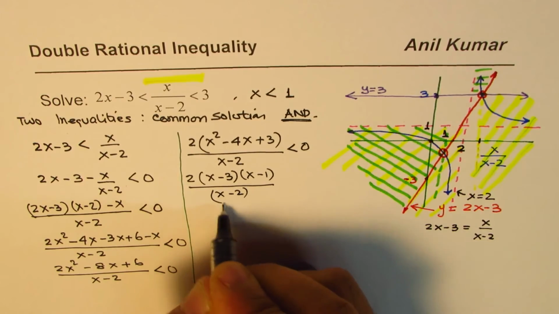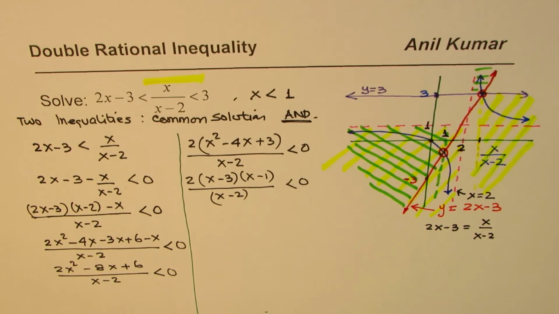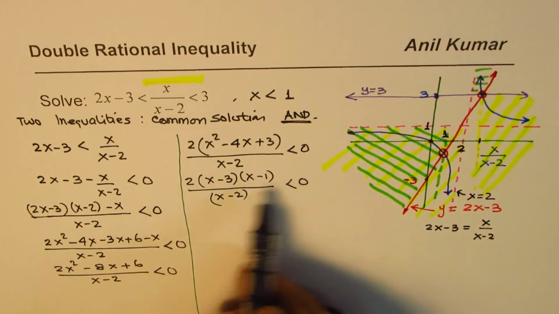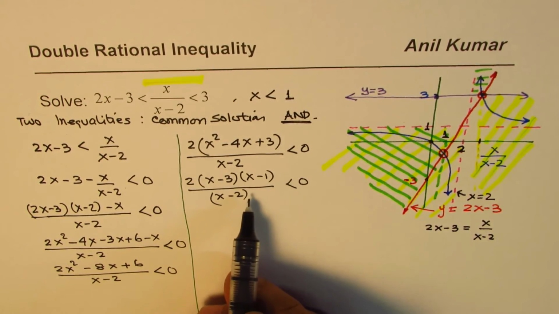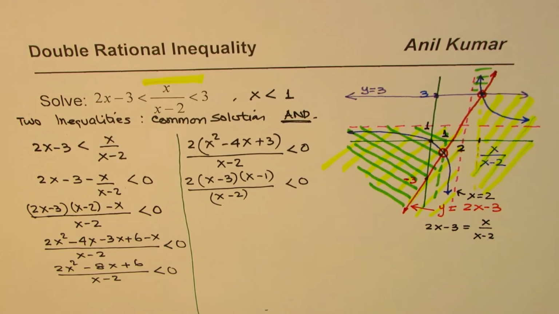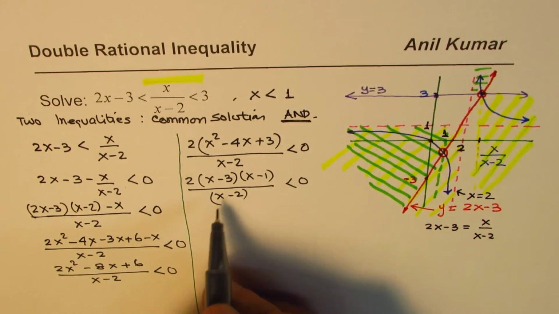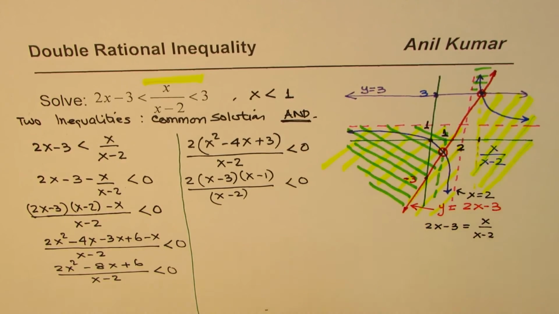Really beautiful question, right? We are not involved with decimal values and difficult calculations. We are only involved with the concept, and that's what I love about this question. Excellent. So we have to solve this inequality. We have three zeros, two from the numerator and one from the denominator, so that is a vertical asymptote as we saw here.